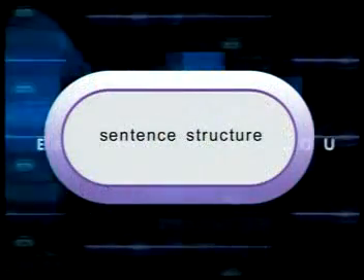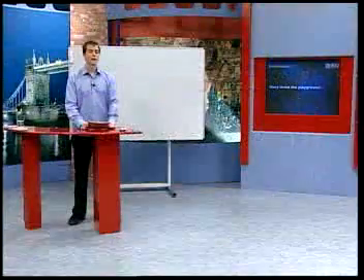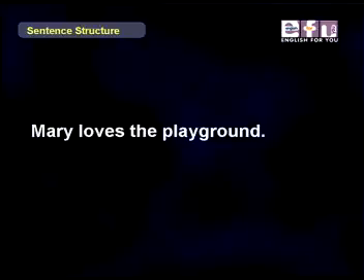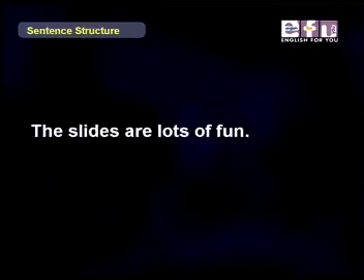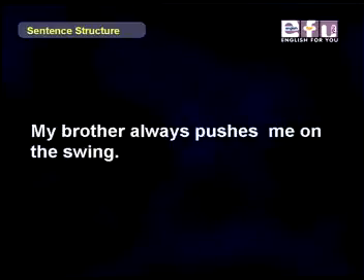Sentence structure. Let's quickly review what a subject, verb and object, etc. are. The noun, pronoun or gerund that comes at the beginning of a sentence is the subject. So please have a look at these sentences. Mary loves the playground. The slides are lots of fun. The apple tree is in the middle of the playground. My brother always pushes me on the swing.